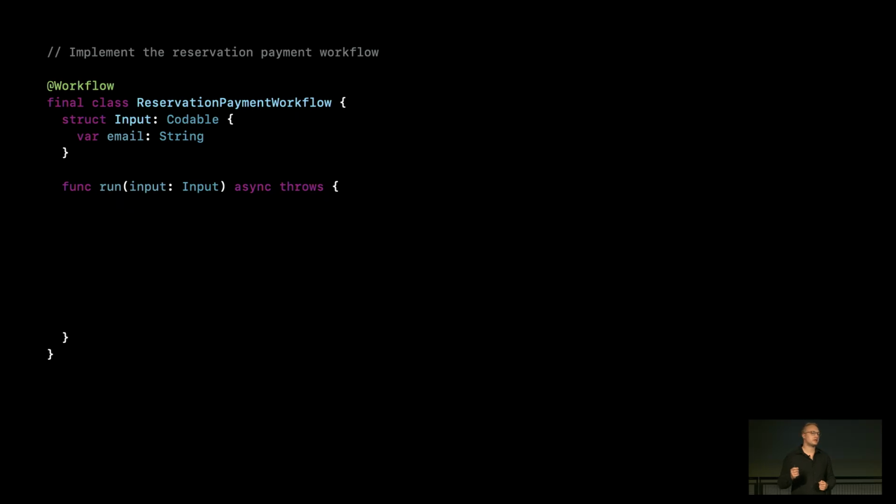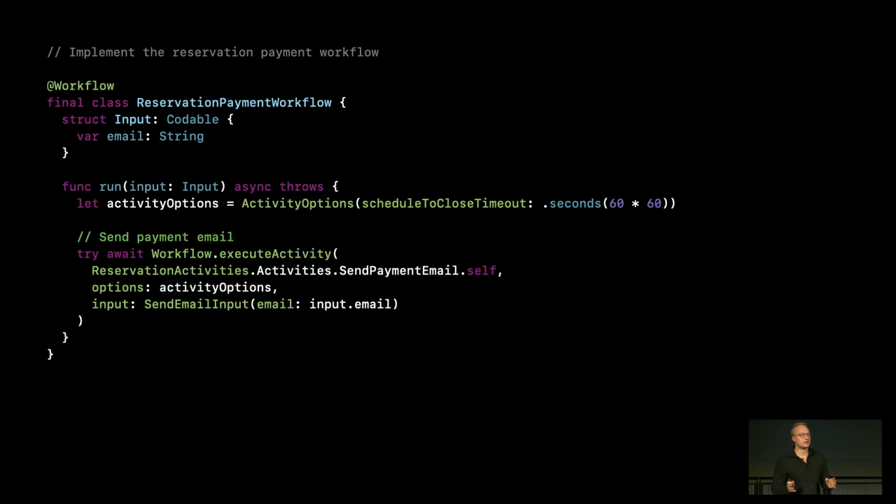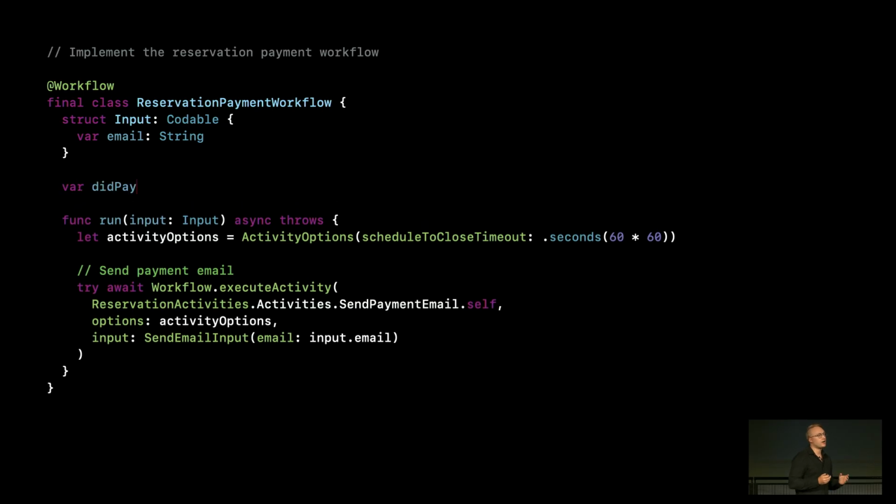Let's implement the first step of our workflow by sending the user our payment email. To do this, we're going to call our first activity, the payment email activity. And we forward the email that we got in our workflow input to the activity. And as part of our workflow, we need to store the state if the user did pay us already. We'll do this simply as with Swift code. We have a Boolean and we set it to false.